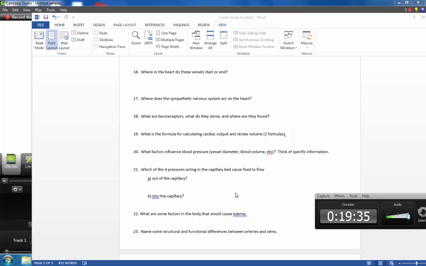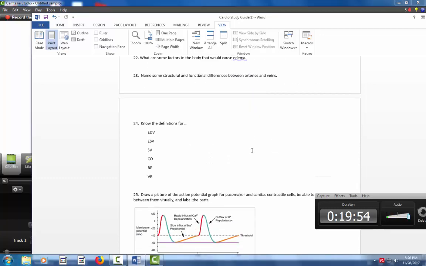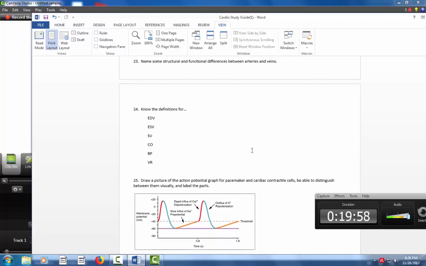Structural and functional differences between arteries and veins. Which has the higher diameter? Larger diameter. Veins are larger in diameter. Which has the thicker muscular wall? Arteries, thicker muscular wall. Which has valves? Veins. Those are the major differences. Another one, which has higher pressure? Arteries, because of that thick muscular wall. Veins are low pressure vessels.